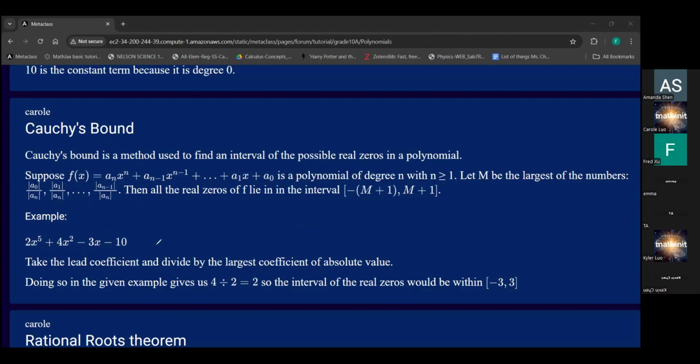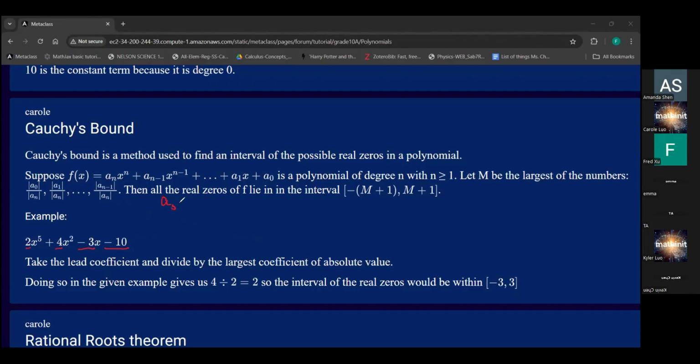So basically, Cauchy's bound only uses the coefficients. So it only uses the 2 here, the 4, the -3, and the -10. This is all you need for Cauchy's bound.